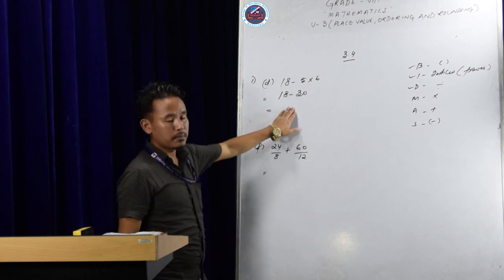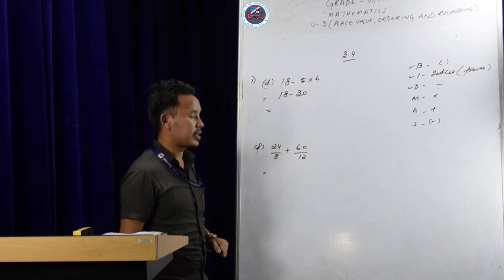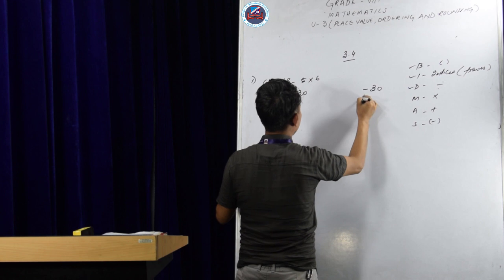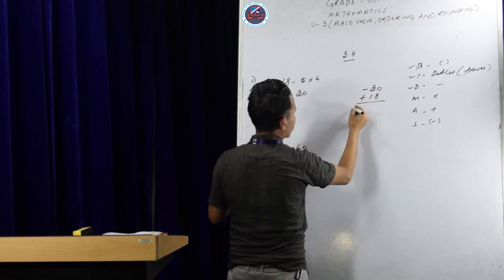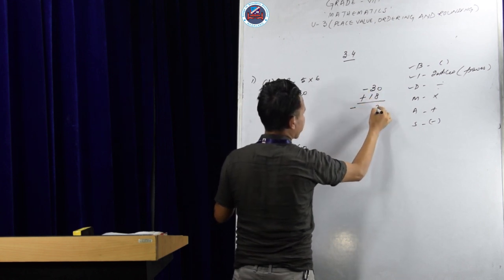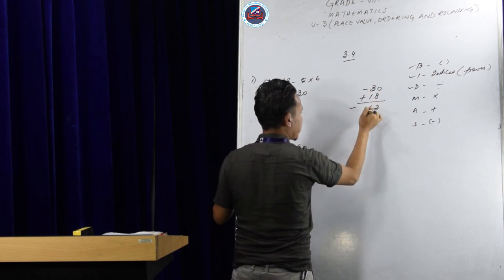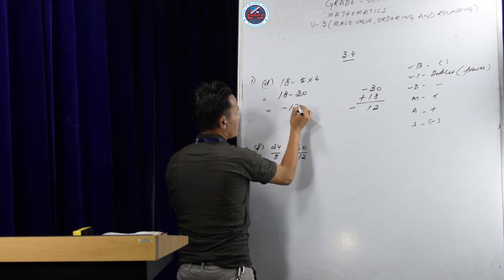Now 18 minus 30, how much do we get here? We know that 30 is more than 18. So we get minus 10, minus 8, and from 2, 1 gone, we get here the answer is minus 12.